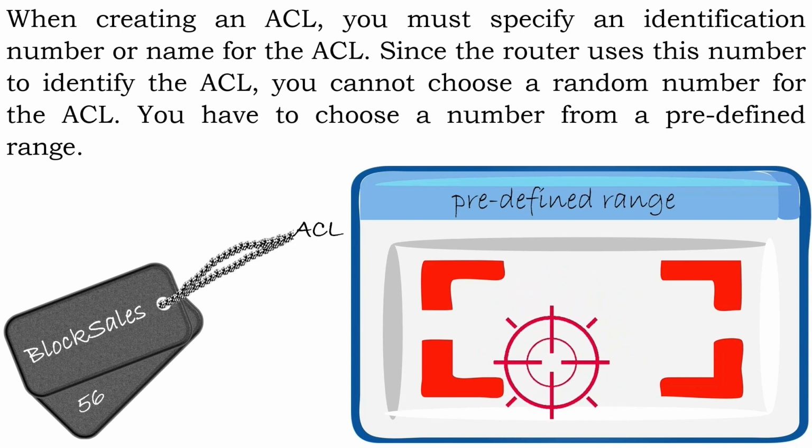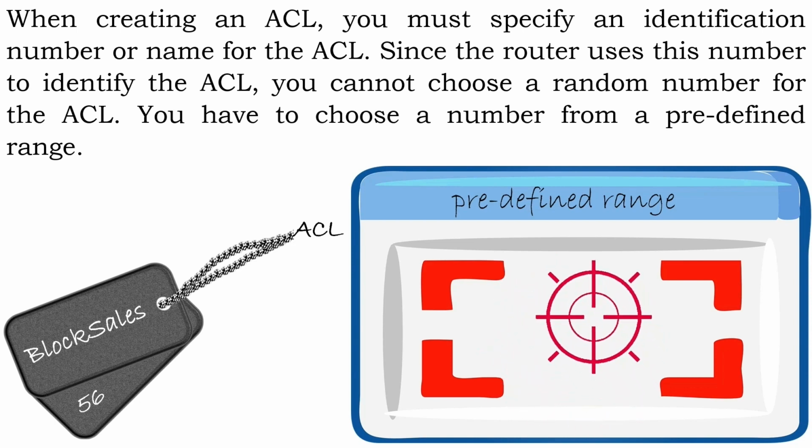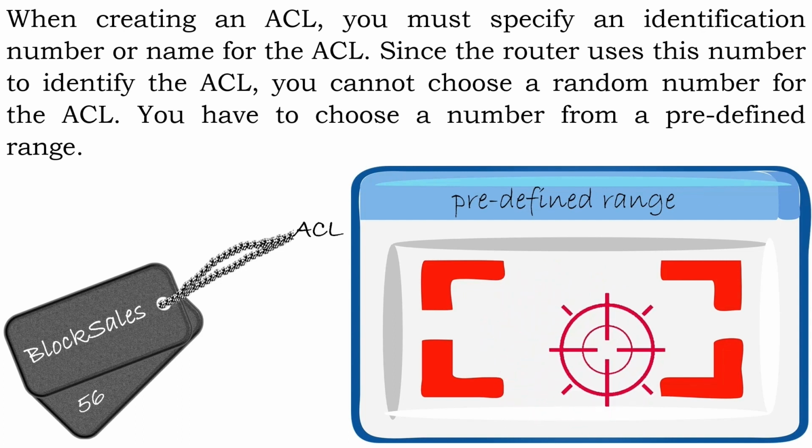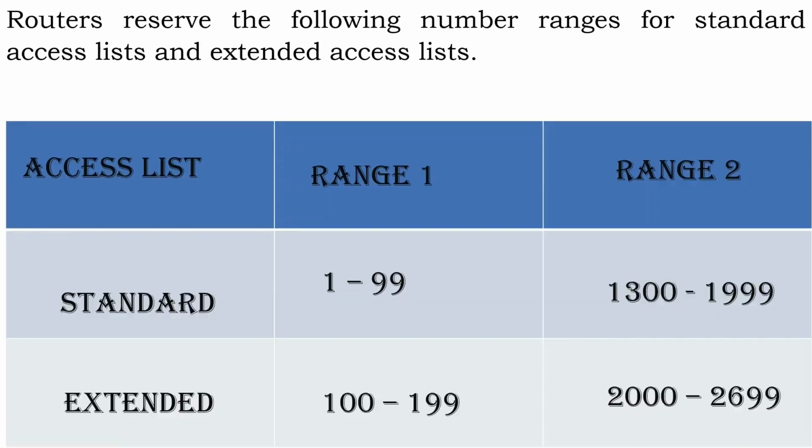Since the router uses this number to identify the ACL, you cannot choose a random number for the ACL. You have to choose a number from a predefined range. Routers reserve the following number ranges for standard access lists and extended access lists.